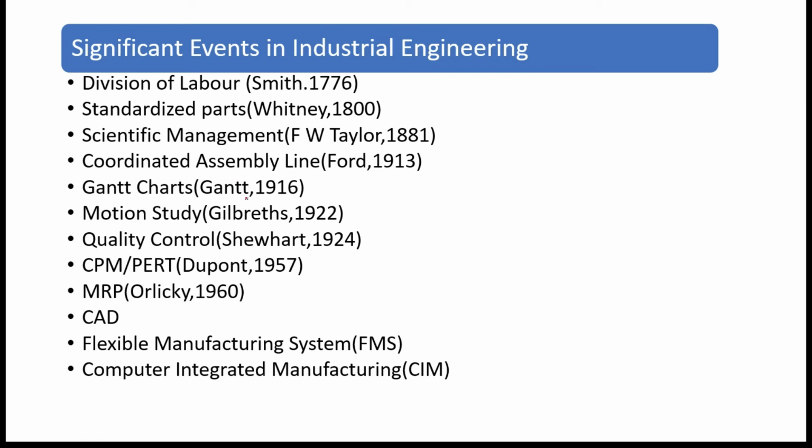So, what are the significant events in industrial engineering? First one is the division of labor by Adam Smith in 1776, and then the standardization of parts by Whitney. He used the standardized parts to develop the guns or the muskets. Then we have F.W. Taylor, the father of scientific management, and then the assembly line method by Ford, and the Gantt charts by Gantt, and the time and motion study, how the work is studied, by Gilbreth, and quality control by Shewhart in 1924.